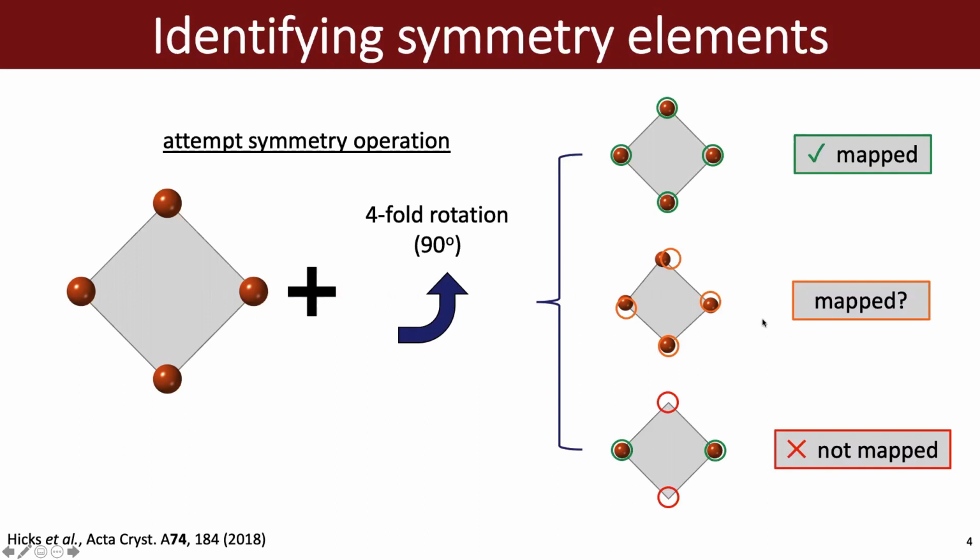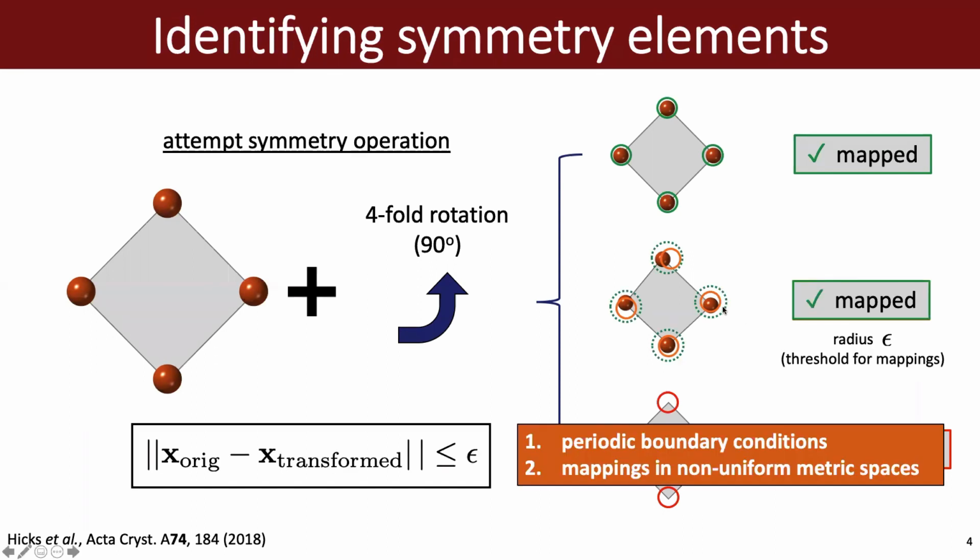However, the more common scenario is this middle one, where maybe the atom positions don't exactly map back when we rotate them. The question is, should these map? This becomes a tolerance question. Since we're working with real numbers, we want to know whether or not these positions are symmetry equivalent. Typically, we use a tolerance threshold, maybe a radius epsilon, that signifies when these atoms map back onto one another.